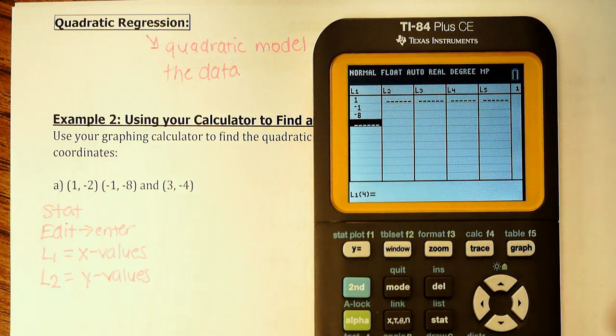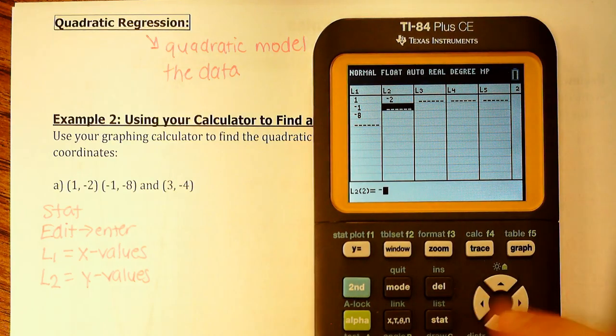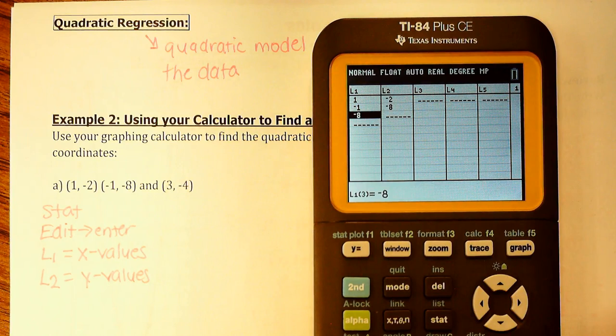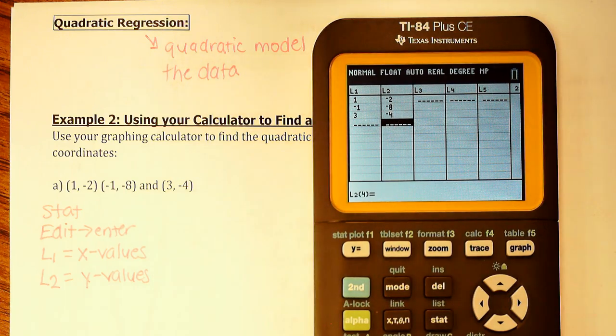Okay, now all I'm going to do, hit my arrow key here just to arrow over so I'm in list 2, and I'm going to write down the matching Y coordinate. So the 1 goes with -2, hit enter, the -1 goes with -8, and I just realized I put the wrong X value here, so I'm just arrowing back over real quick. Sorry, that third point was 3. And then -4 goes in for the Y value. You can arrow back and forth in between those.